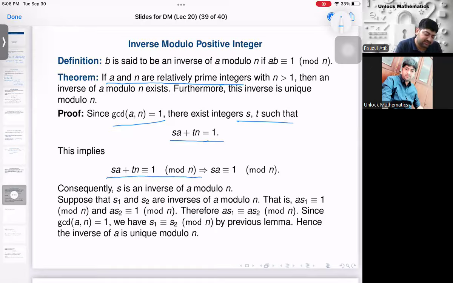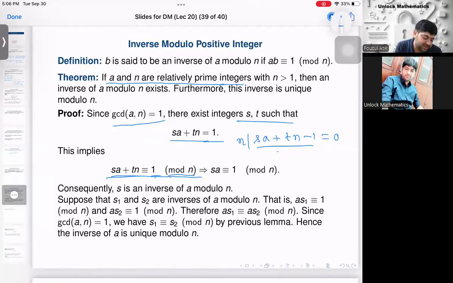Why? Because the value sa plus tn minus 1 is 0, which is divisible by any number. So it is divisible by n also. We can always say that n divides this because it's a 0. Now if n divides this, that means I can have sa plus tn is congruent to 1 modulo n.